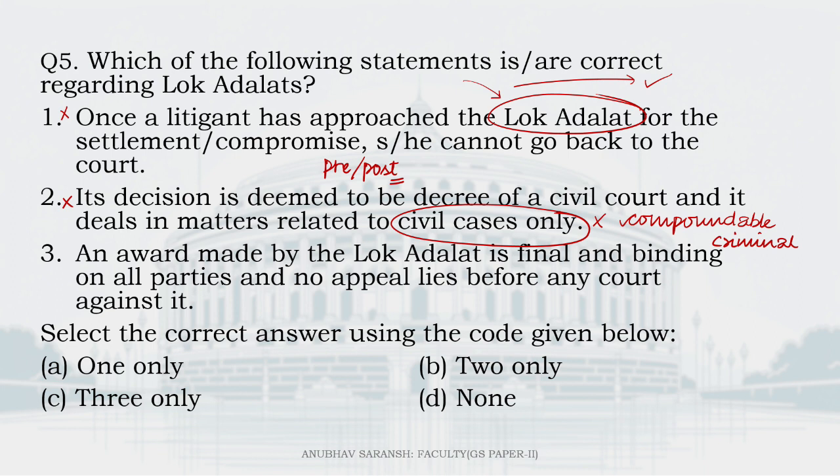And the third one, an award made by the Lok Adalat is final and binding on all parties, and no appeal lies before any court against it. This is actually correct. You cannot challenge a decision or award of a Lok Adalat. Why? Because this is a compromise. How can you challenge a compromise? You don't like it, don't sign on the compromise. Once you have compromised, it's done, right? So questioning a compromise is not possible. So 3 is correct.